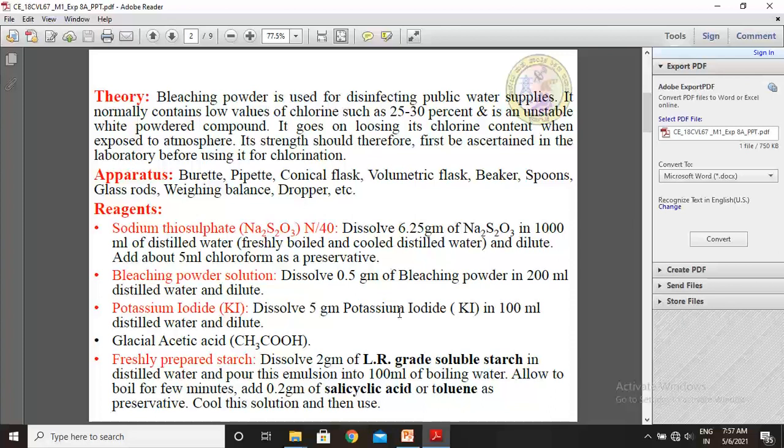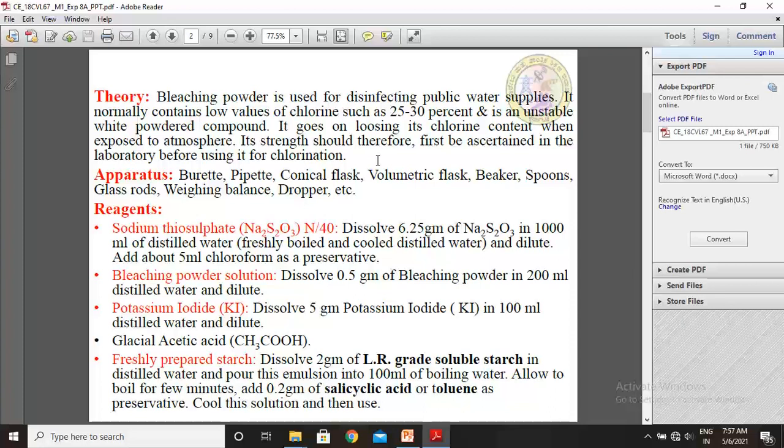Bleaching powder is used for disinfecting public water supplies. It normally contains low values of chlorine, such as 25 to 30%, and is an unstable white powder compound. It goes on losing its chlorine content when exposed to atmosphere. Its strength should therefore first be ascertained in the laboratory before using it for chlorination. So this is the background about bleaching powder solutions.